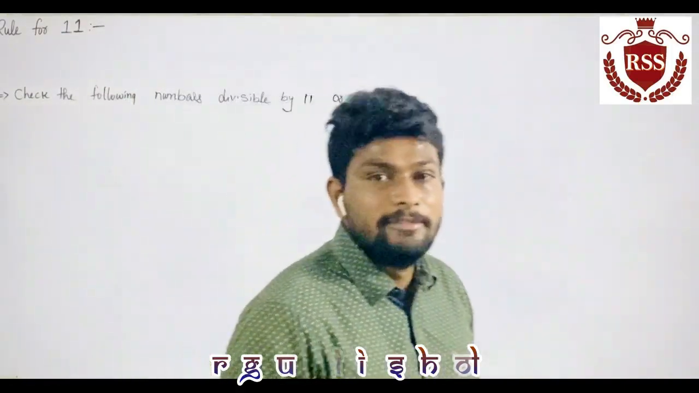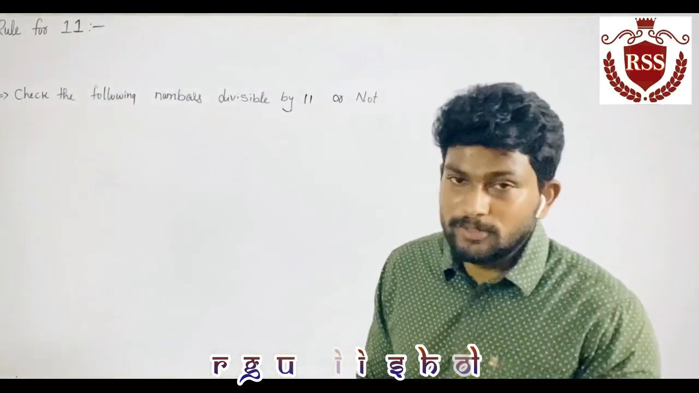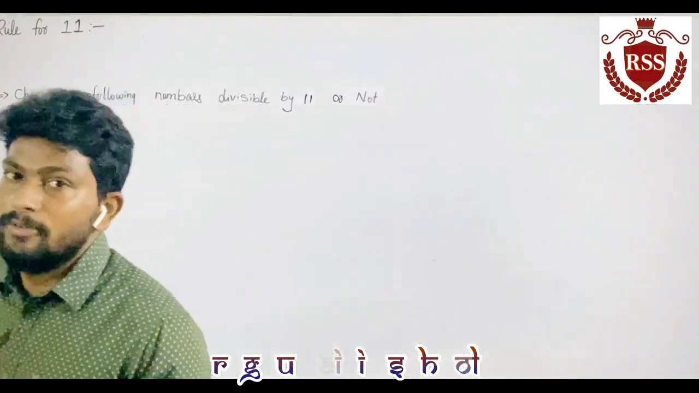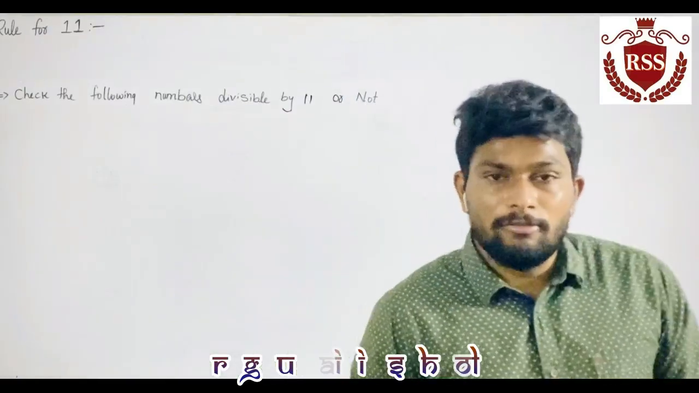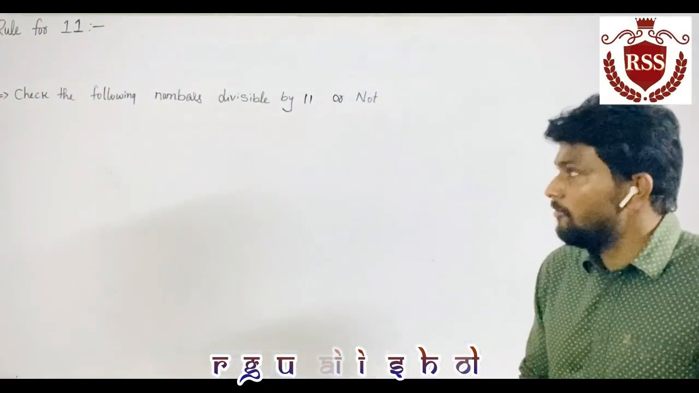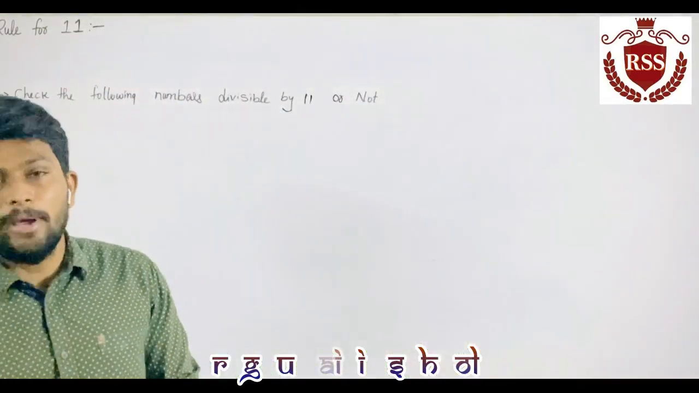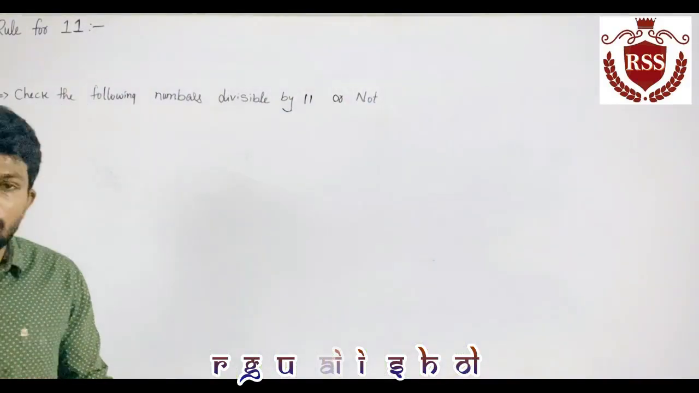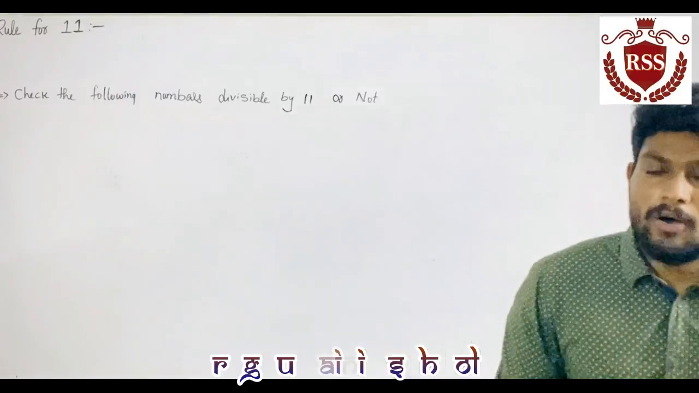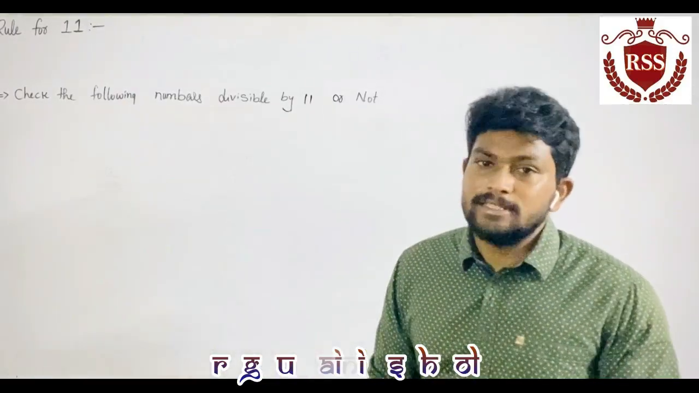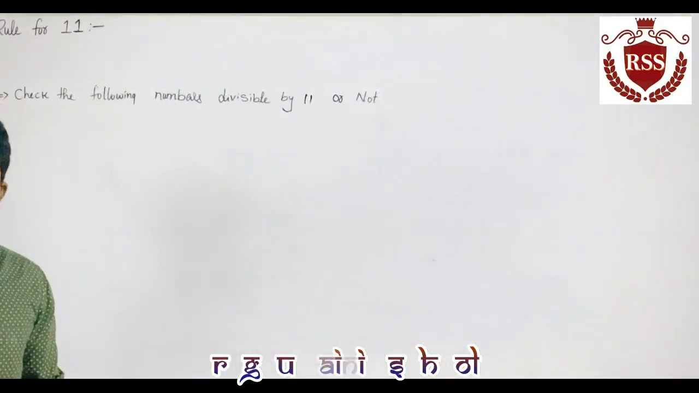Next one is the divisibility rule of 9. The same as the divisibility rule of 3, but in the place of 3, we need to replace it with 9. The divisibility rule of 9 is the sum of all the digits. If the sum of all the digits in the given number is divisible by 9, then the whole number is divisible by 9. That is the divisibility rule of 9.